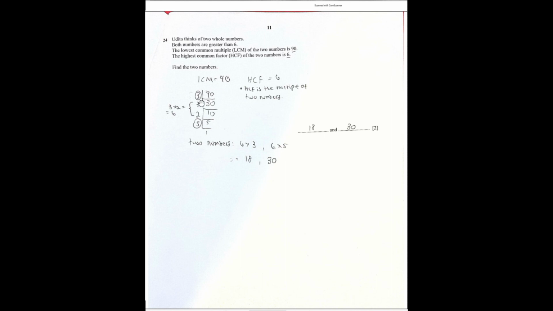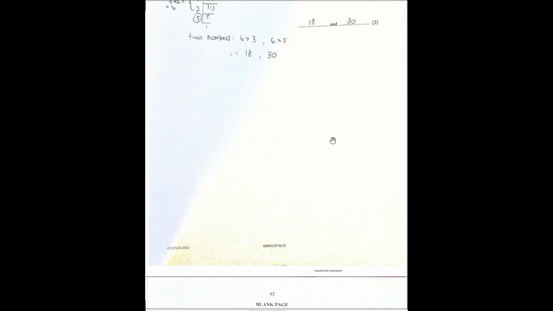And for the remaining numbers, which are 3 and 5, we just have to multiply our HCF by these two numbers in order to get the two unknown values. So 6 times 3 is 18. So one of the unknown numbers is 18, and the other one is 6 times 5, which is 30. So our unknown numbers that this question is talking about are 18 and 30.